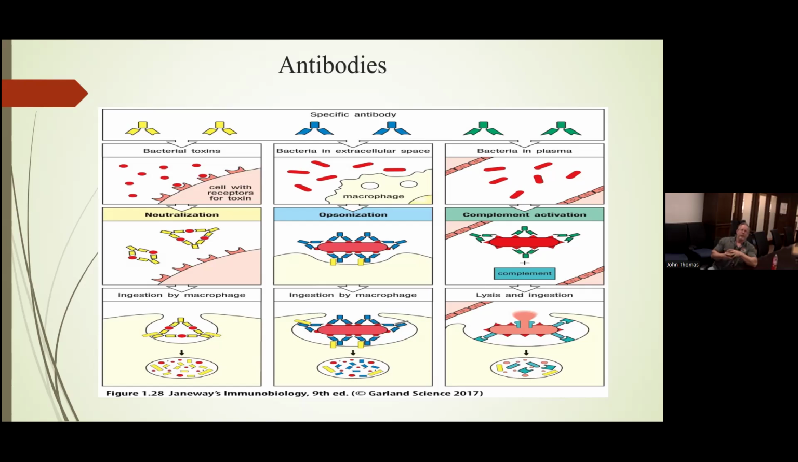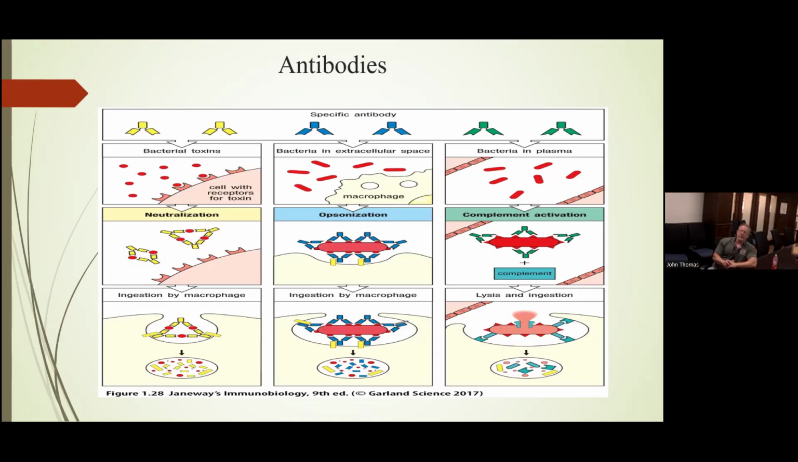and they don't fit anymore. And once the bacterial toxins are covered with antibody, they can then be ingested by a macrophage, and then broken down and removed from the host. We can also have antibodies being produced in the extracellular space that can go and coat bacteria.